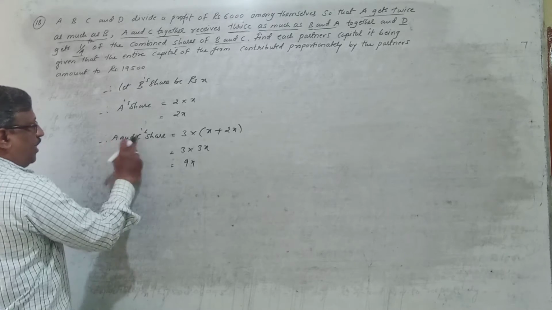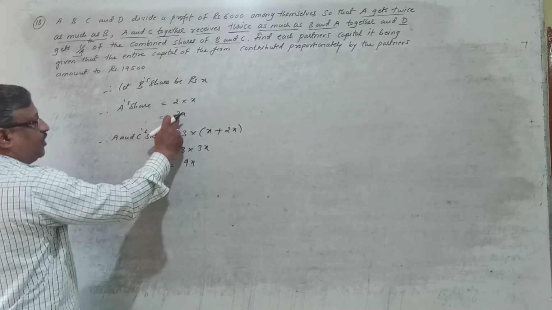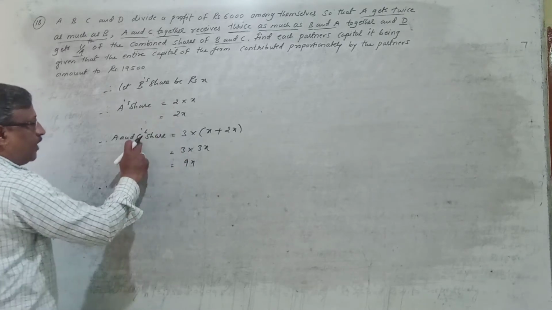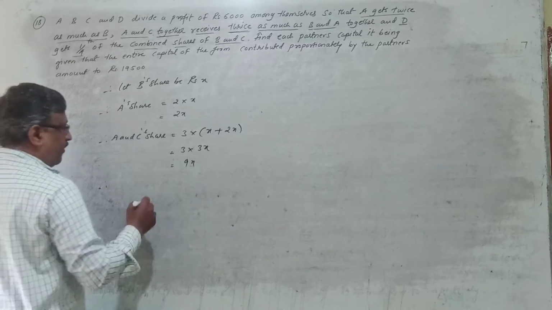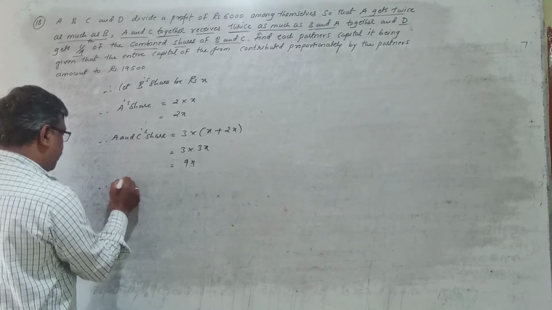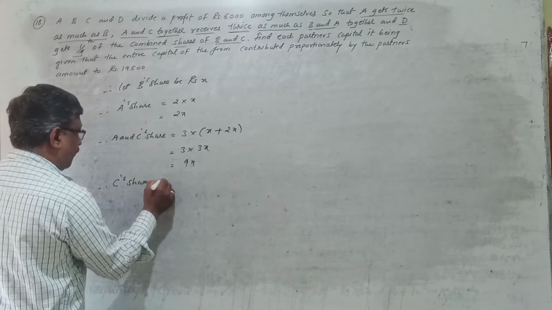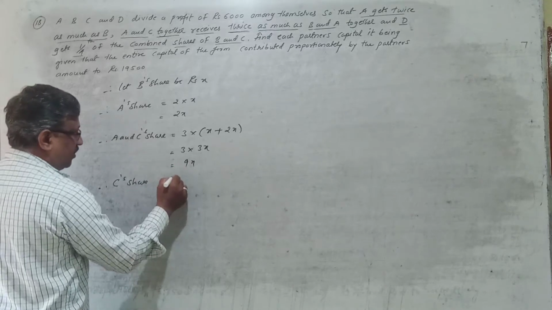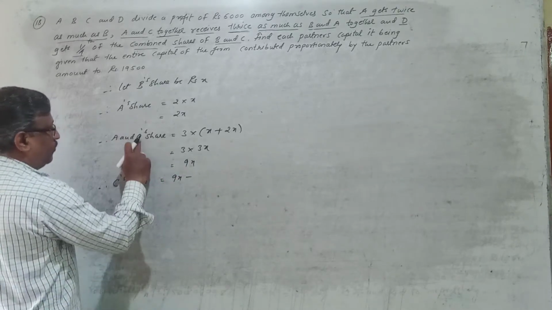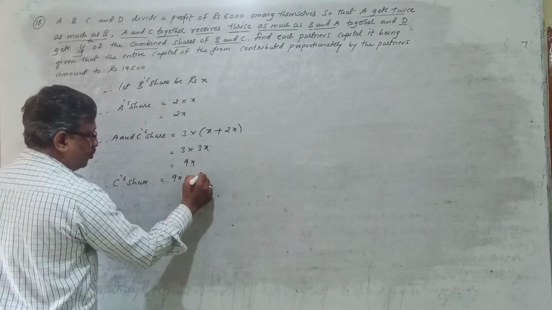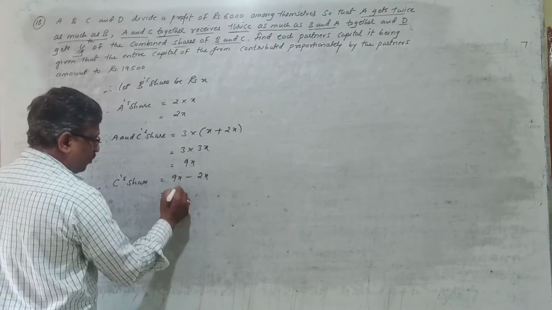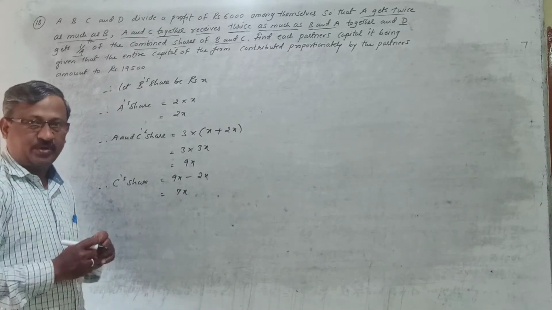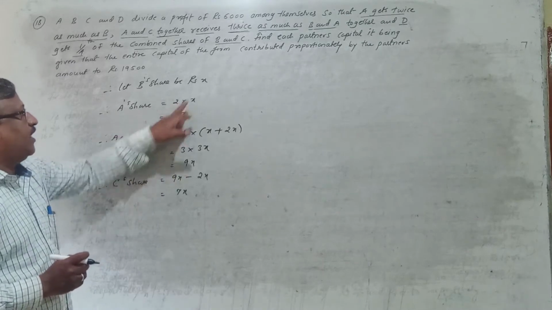Out of these two, A and C, we know A's share, which is 2X. So from this 9X, if you minus A's share 2X, we get the share of C. C's share of profit is equal to the total share of A and C, 9X, minus the share of A, 2X. So 9X minus 2X is 7X. Like this, you come to know the individual share of C. So we know the shares of A, B and C.